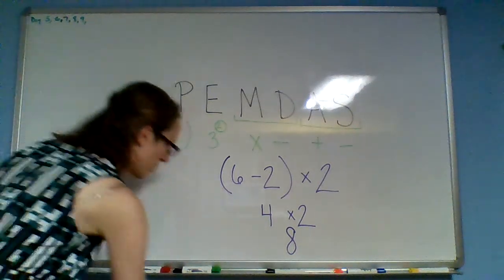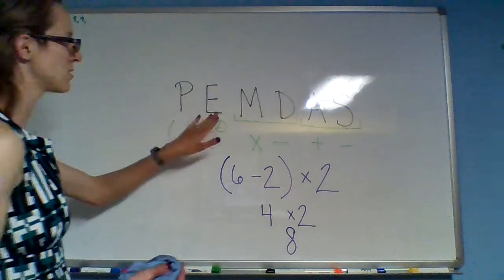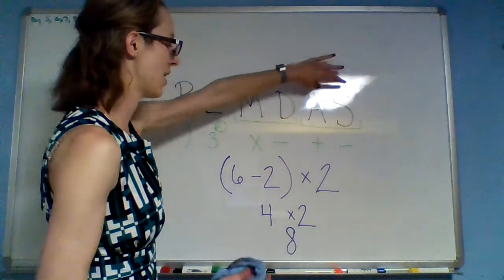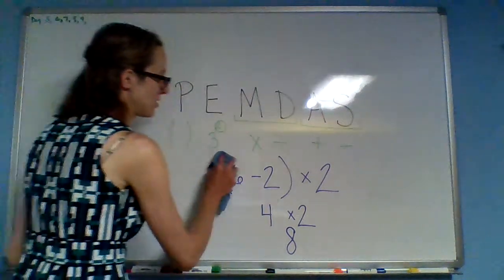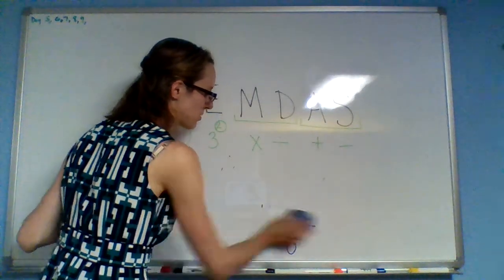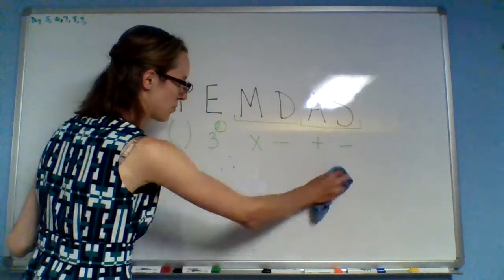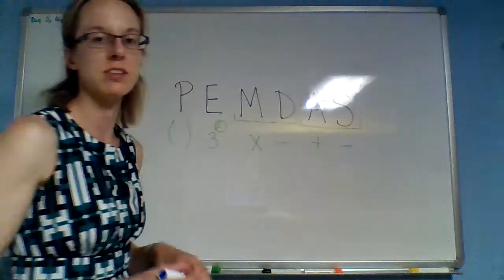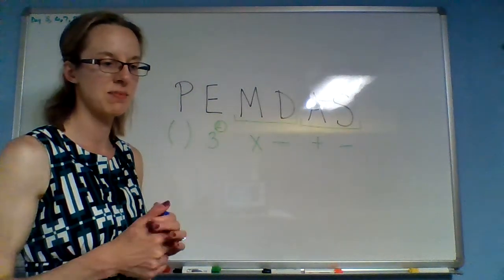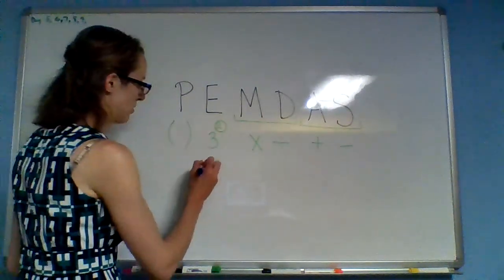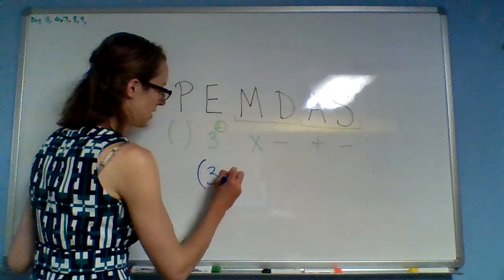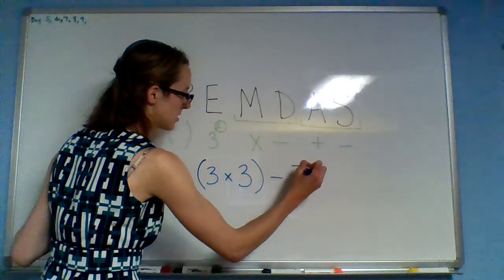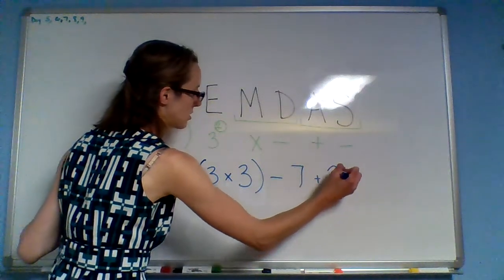It's always important that you're looking in this order: parentheses, exponents, multiplying, dividing, and then adding and subtracting, instead of just reading a problem from left to right, because you won't get the right answer if you're just reading from left to right. Let's try one like this. (3 times 3) minus 7 plus 2.